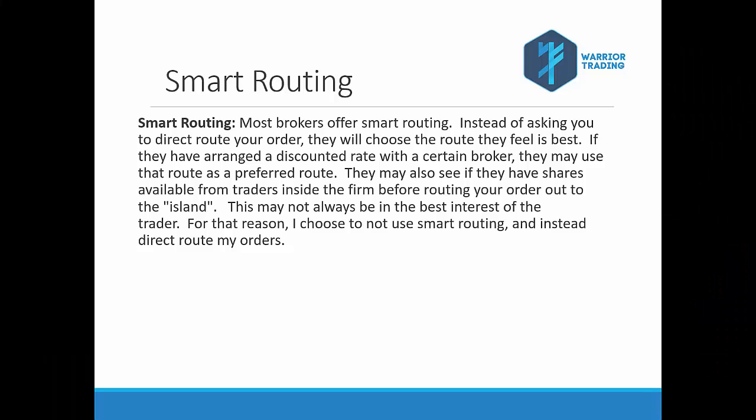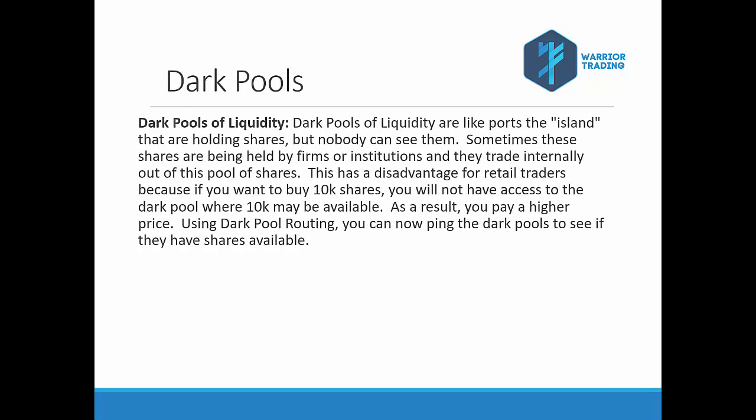All right, so I don't use smart routing, I just use direct routing. Now, dark pools, right? This sounds ominous. Dark pools of liquidity. Dark pools are like ports on the island that are kind of hidden in the fog. Nobody can see them, but they're there, right? And there may be someone at one of those dark pools that's selling 100,000 shares and you want to buy 100,000 shares. The problem is most routes don't check the dark pools. They can't see them, they don't check them.